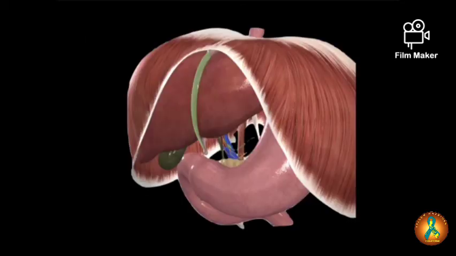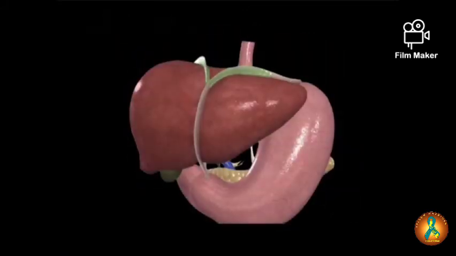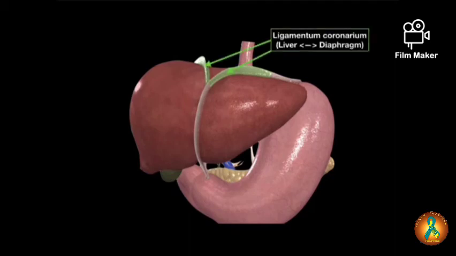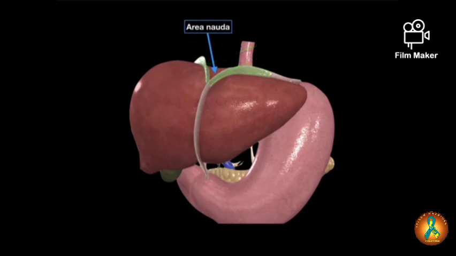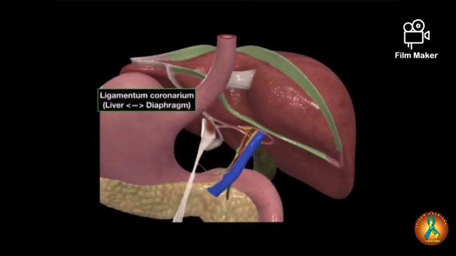The first ligament is anteriorly called the ligamentum falciforme, connecting the liver to the anterior wall. And then if we remove the diaphragm, we'll see the 2 distinct ligaments on either side connected to the falciform ligament in the middle, called the ligamentum coronarium. And the ligamentum coronarium connects the liver to the diaphragm. And then again, just to remind you, here in the middle is the area nuda. You'll see the coronary ligaments surrounding it. So if you look at the liver superiorly, you'll see that the coronary ligament surrounds the area nuda.